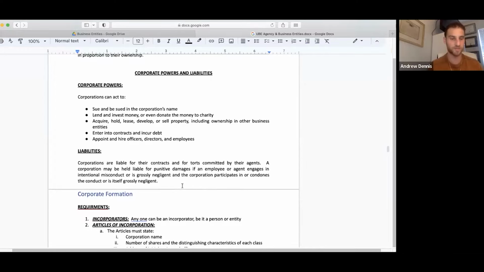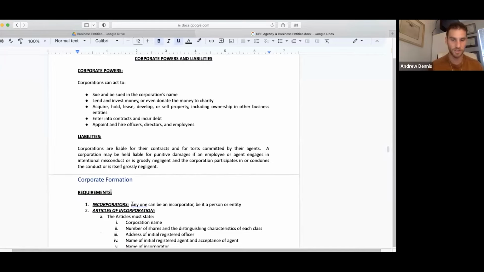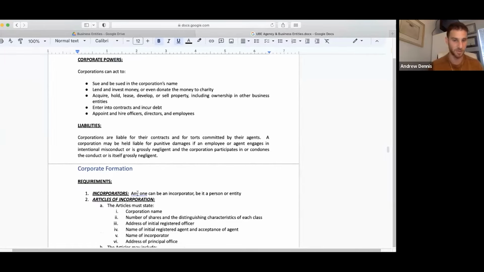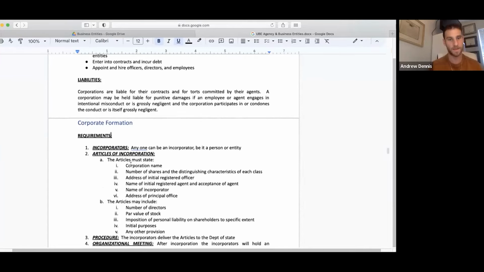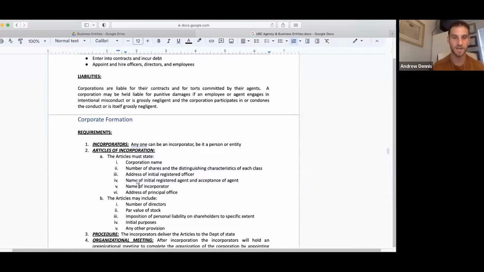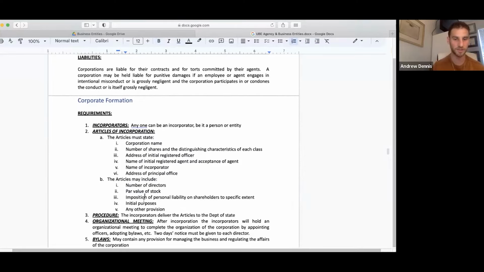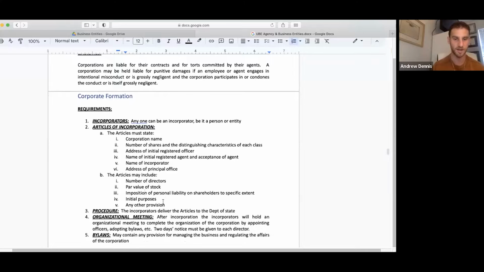So corporate formation, very important. We definitely have to have certain requirements, right? It has to have articles of incorporation, and there has to actually be incorporators, which can be a person or an entity. And the articles of incorporation have to have all these elements: the name, number of shares, address of initial registered office, name of initial registered agent and acceptance of agent, name of incorporator, and address of principal office. They could include number of directors, par value of stock, imposition of personal liability on shareholders to a specific extent, initial purposes, and any other provision.